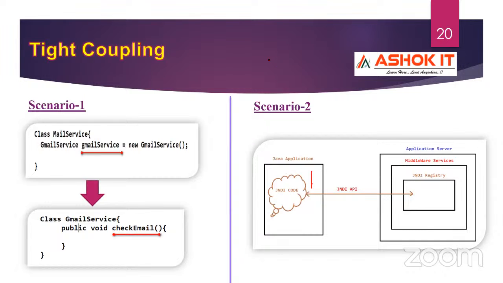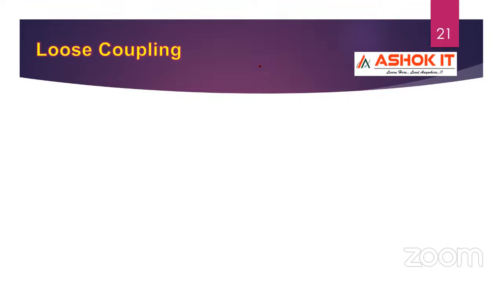Okay, yes. So in order to overcome the problems of tight coupling, guys, the next kind of coupling that comes into Java is called loose coupling. Loose coupling means there is no dependency to create one object within another object. That is called loose coupling. In Java, loose coupling means the classes are independent of each other.